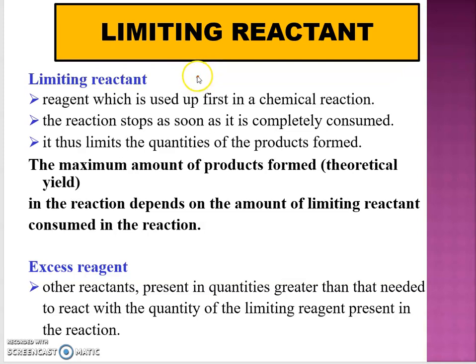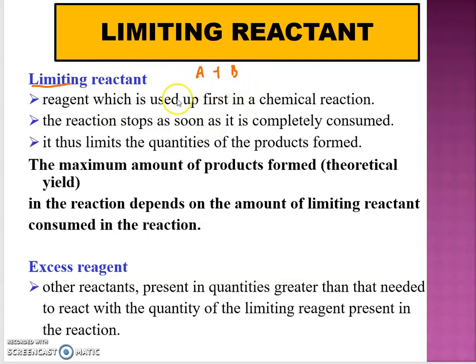So reagent, let's say A tambah B. So between A and B, siapa yang akan digunakan dulu habis? Okay, use up first. So if the A is the limiting reactant, so A will be used up earlier or consumed earlier compared to B. Okay, and the reaction is stopped as soon as it is completely consumed. So dah habis je A punya substance, the reaction will stop sebab dia adalah limiting reactant.